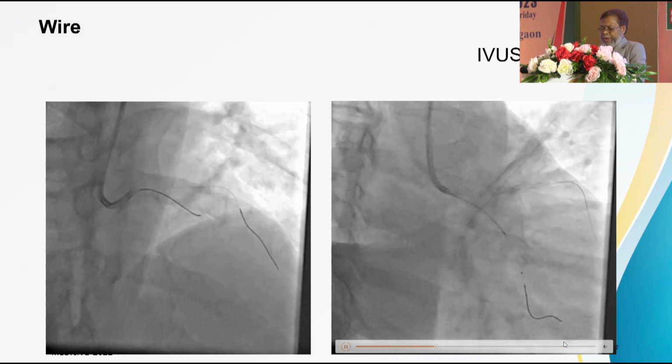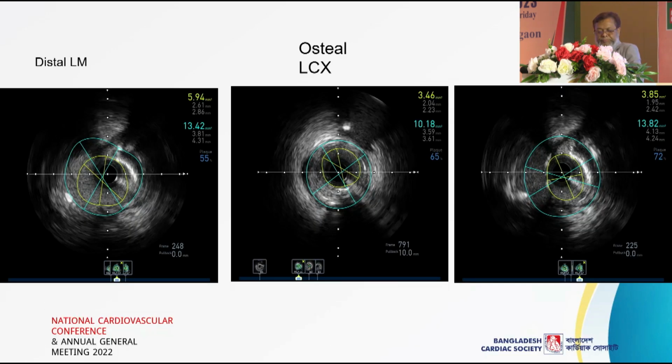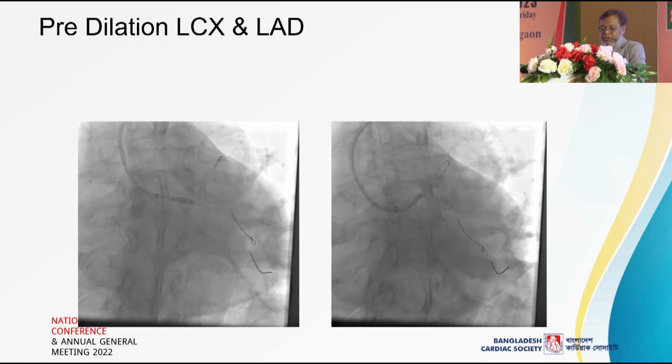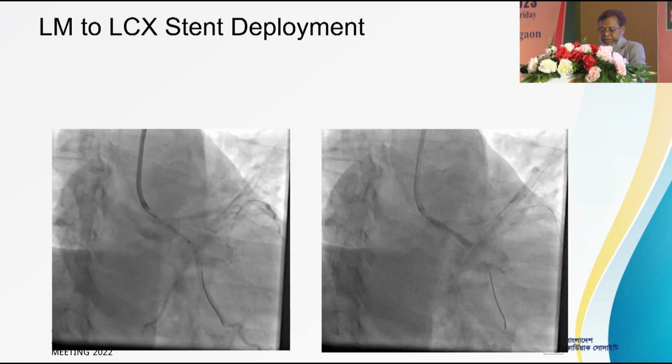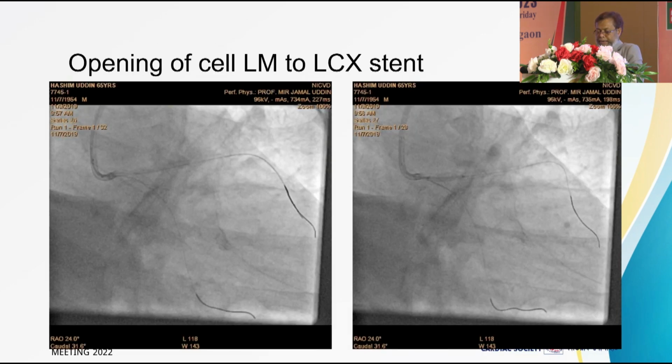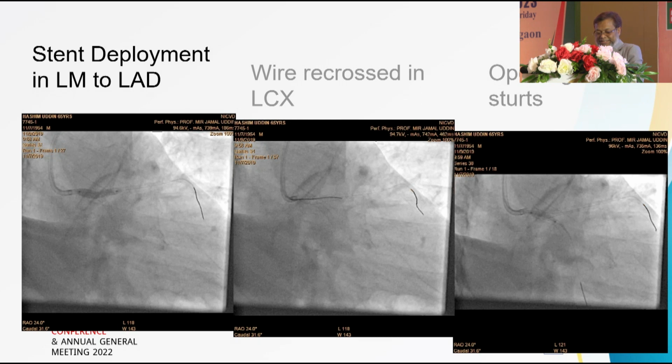The wire was pulled back from the left circumflex to the LAD. Here you see distal left main, it is 5.94, and LCX ostium 3.46, and ostial LAD is 3.85. We pre-dilated both the ostium of the left anterior descending and LCX. Then LM to LCX stent deployment is in progress. Some slides will obstruct, this is my luck. Anyway, opening of the side branch, recrossing and opening of the side branch, LCX stent.